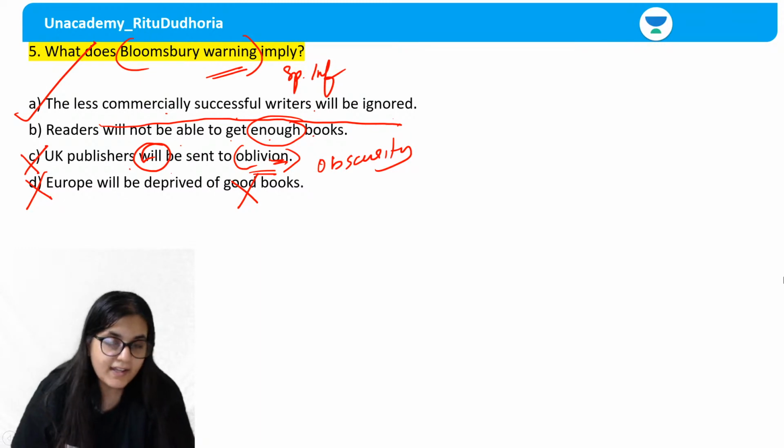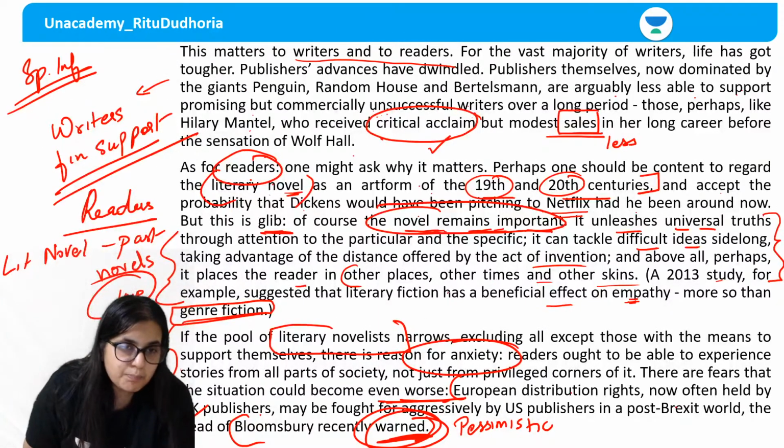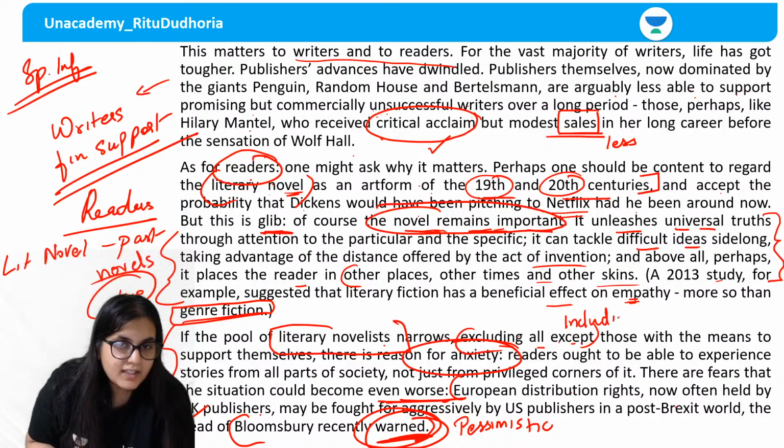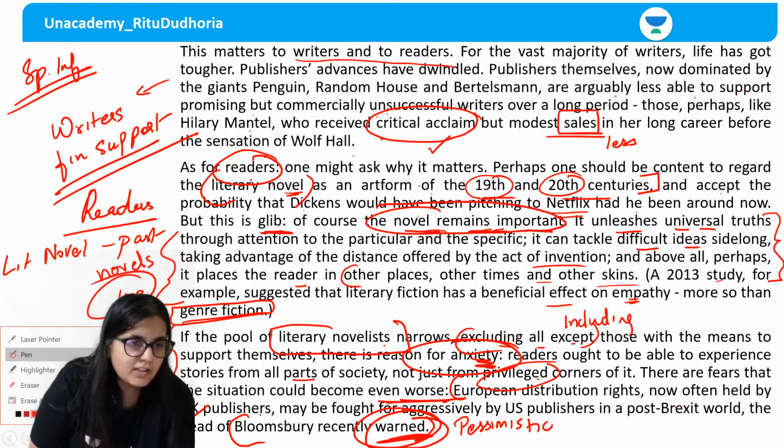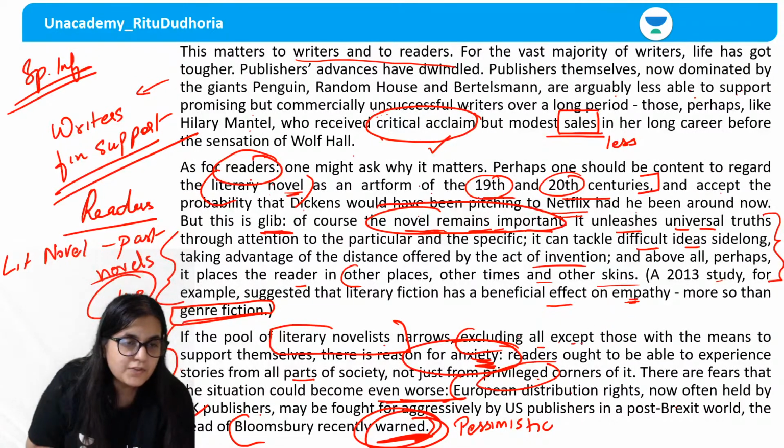Listen to this. If the pool of literary novelists narrows, excluding all except those including those with the means to support themselves, there is a reason for anxiety. Readers ought to be able to experience stories from all parts of society, not just from the privileged corners. So guys, who are the privileged corners? Can I say that the privileged corners are the most successful writers?